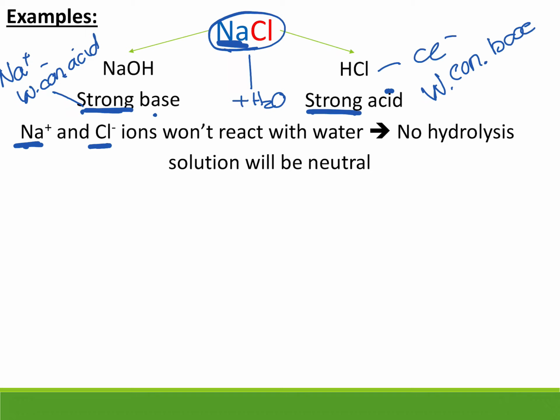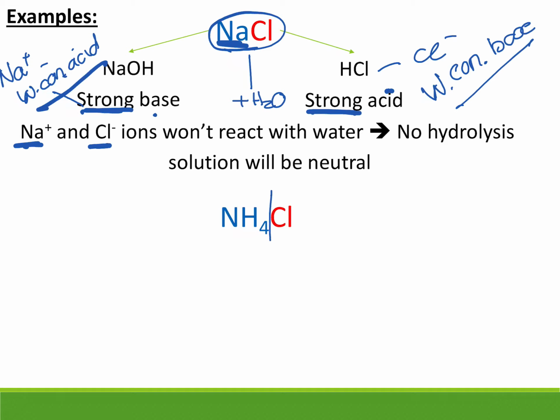But the point is, as soon as I form weak conjugates, those ions won't react because the strong acid and base desperately want to react. Once they have reacted, they're like, we're happy, we don't need to react anymore. So nothing will happen.